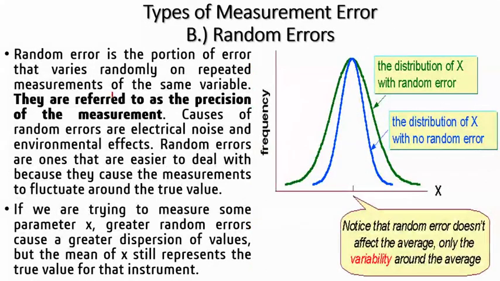Now, when we look at the distribution, you can see that the line with green is the one with a random error, and the one with blue is the one without a random error. You find out that whatever the error is, the mean value still remains the same. Okay, so we notice that it does not affect the average.